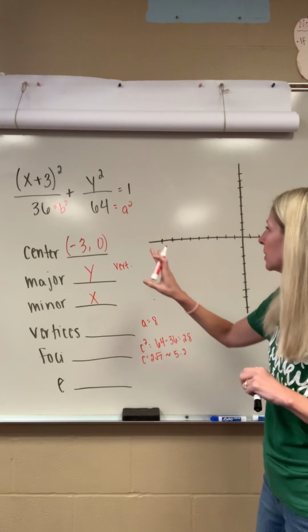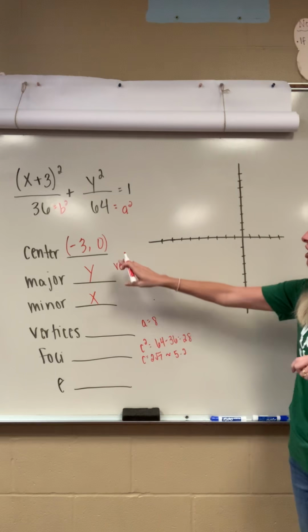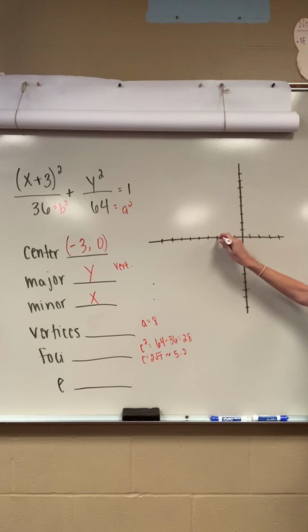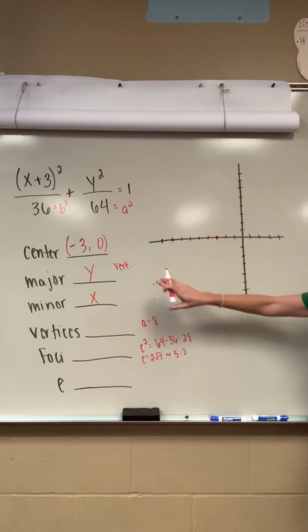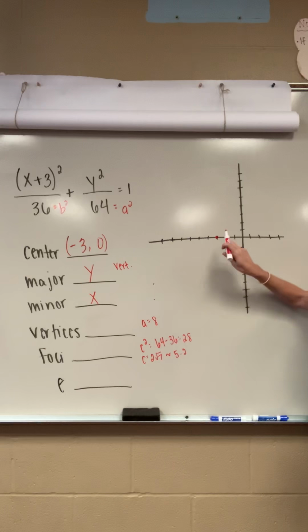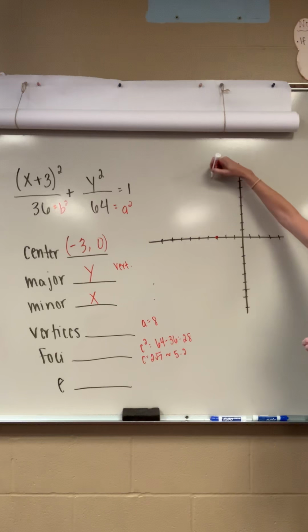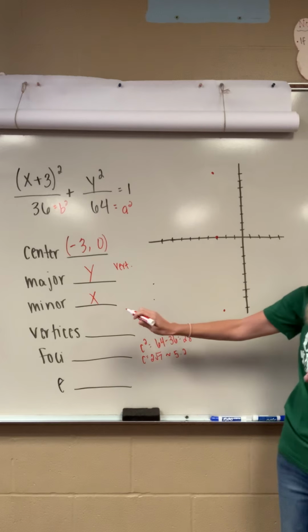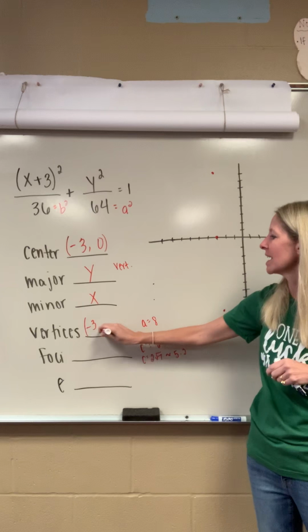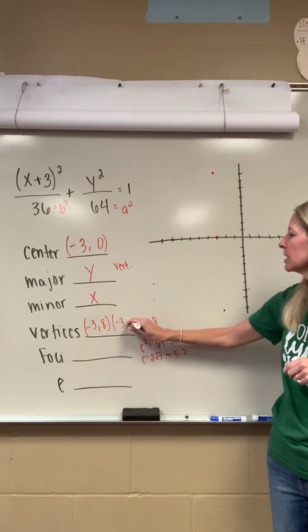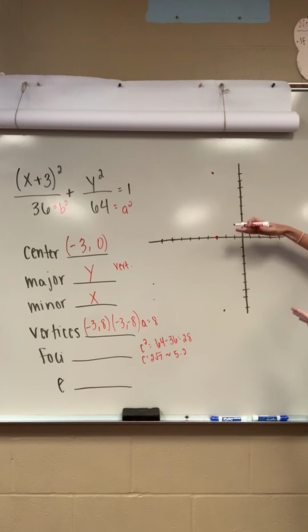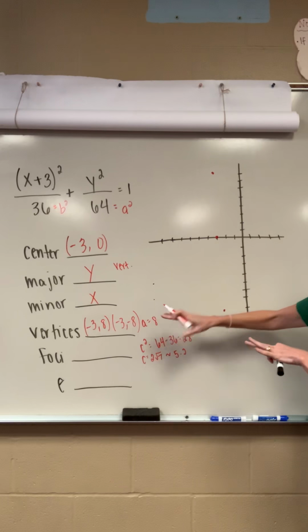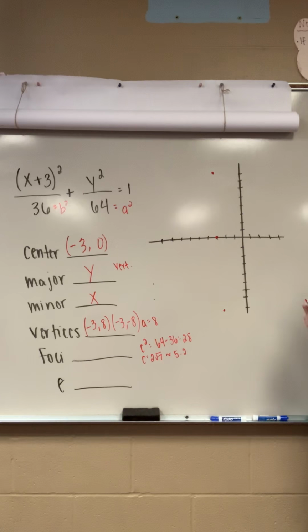Let's start with plotting our center and doing our vertices. So our center is (-3, 0). Here's our center. Now because it's vertical, we're going to take that a value and go up 8 places. That should put us up here. And then from the center, go down 8 places, and that should put us down here. When we label those, you're at (-3, 8) and (-3, -8). Now remember, we're not moving side to side, so the -3s aren't changing. You're just changing the up and down.